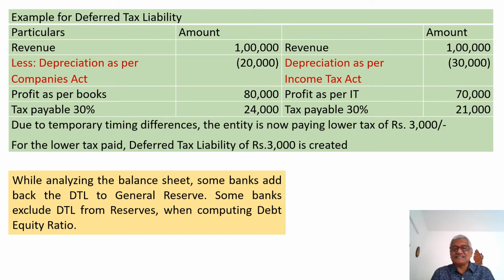Now, I will tell you an example for a deferred tax liability. A company had a revenue of 1 lakh. It has provided a depreciation of 20,000 as per the Companies Act. The rate of depreciation to be provided varies between the Companies Act and the Income Tax Act. So in this case, the depreciation as per the Companies Act is 20,000. So the profit as per book is 80,000, and assuming that the tax rate is 30%, the company has to pay a tax of 24,000.